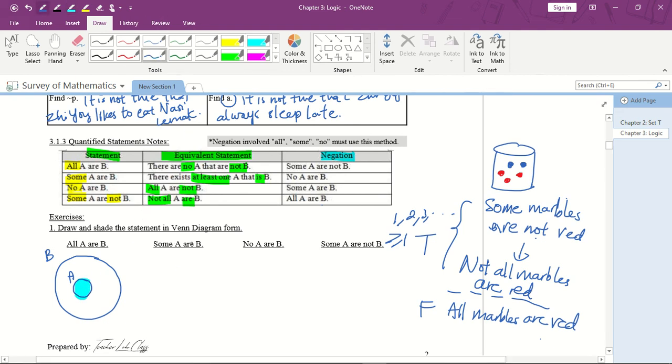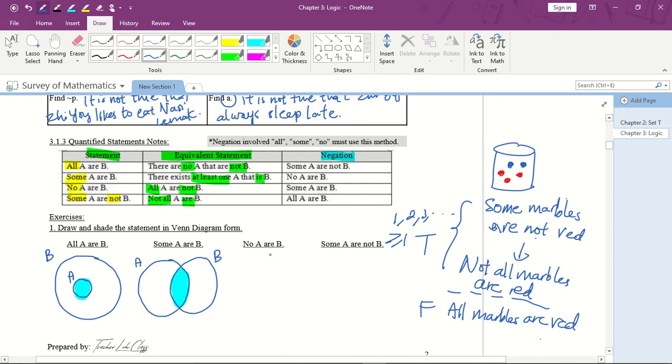Now some A are B. So you draw A and B. It says that some A are B, which means not the whole thing, only some A are B. When all A are B, everything is inside B. If some A are B, that means there are parts that do not intersect B, and there are parts that intersect B.